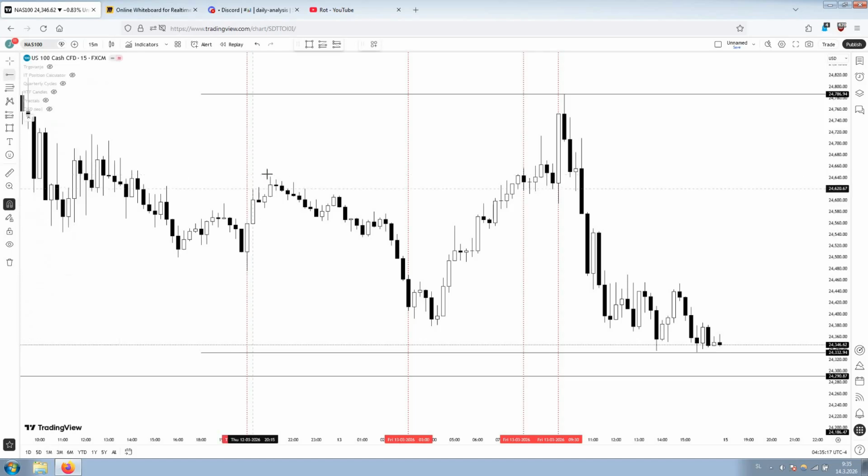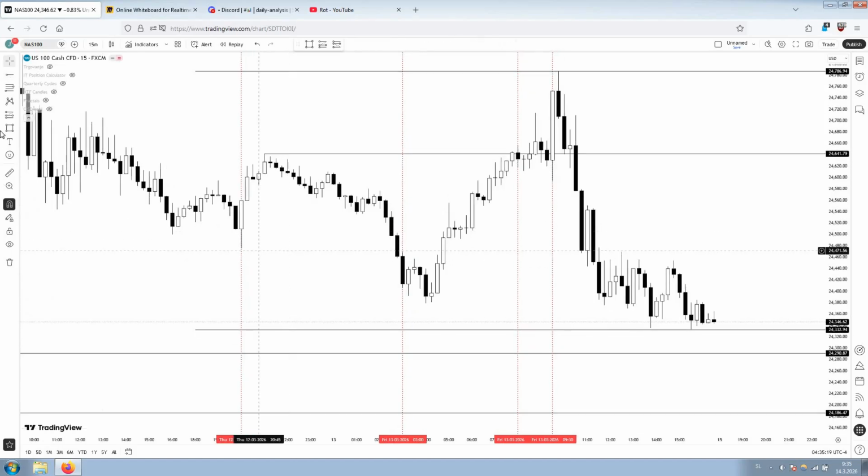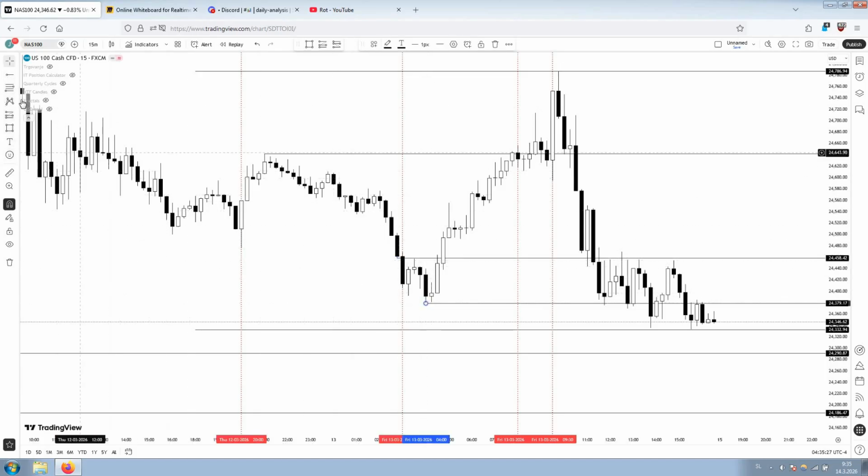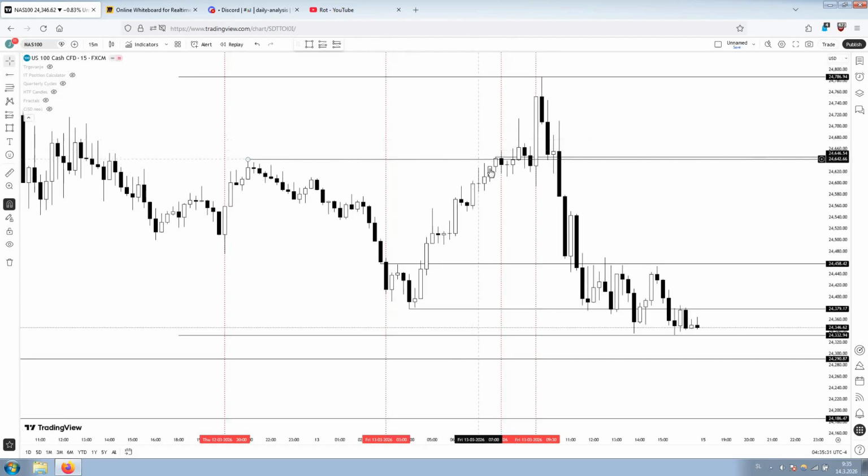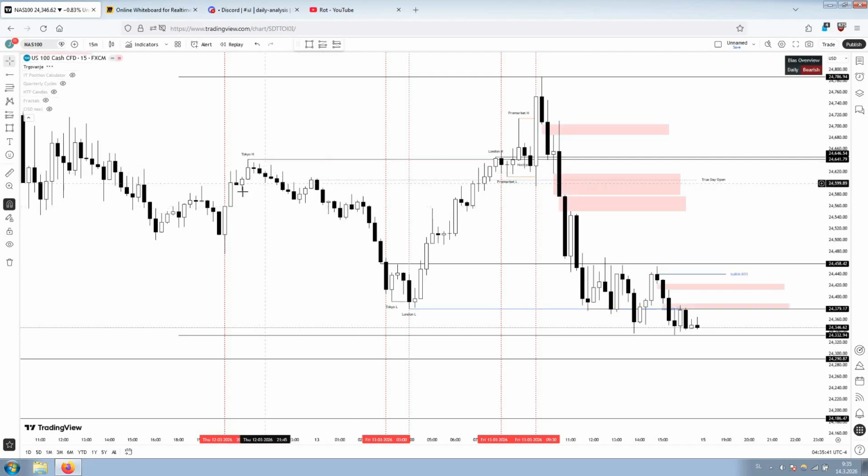So in our case we have here the Tokyo session high, then over here the Tokyo session low. Then we have the London session low, then the London session high, and so on and so on. So we mark all the necessary highs and lows within the sessions. My indicator obviously does that for me automatically, so I'm gonna use it.